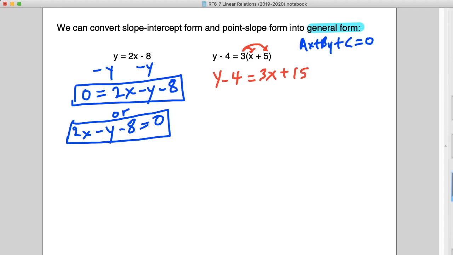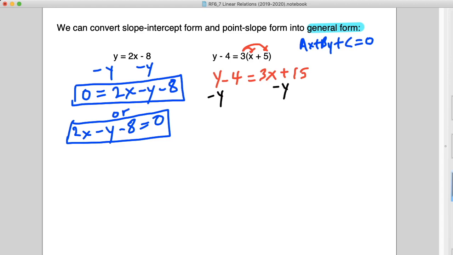Now we notice here that the 3x is already positive. We don't have any fractions or decimals in this equation, so we're okay. So I want to keep the 3x on this side, and I'm going to subtract a y, and then I'm going to add 4. So let's do it one step at a time. When you guys become a bit more proficient with this, you can go ahead and do them all at once. So I'm going to subtract y from both sides.